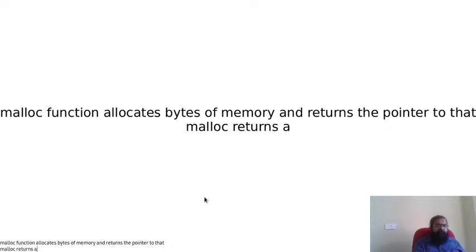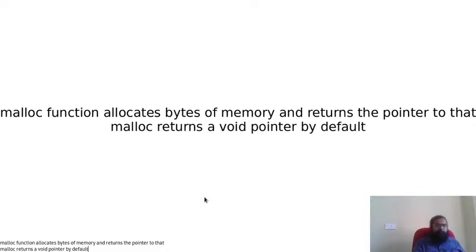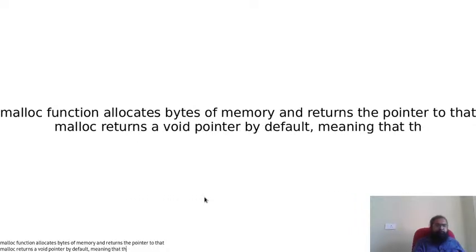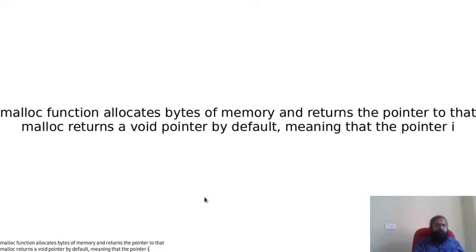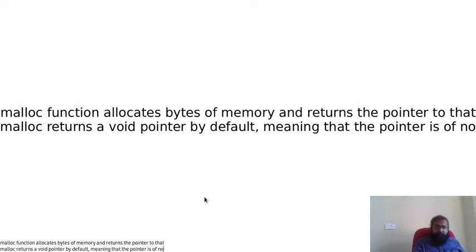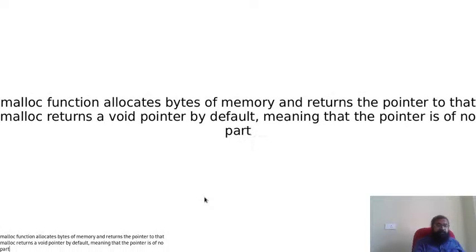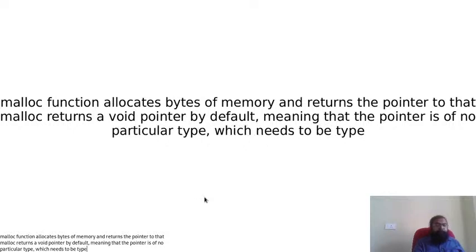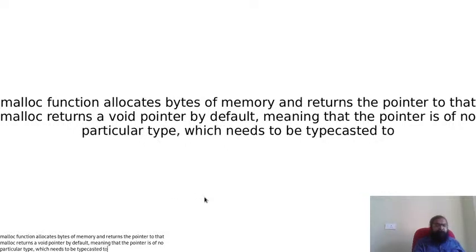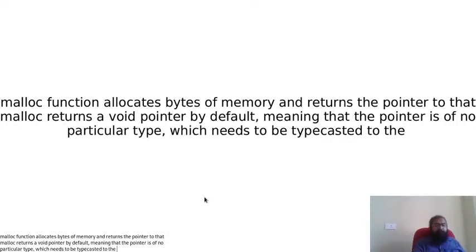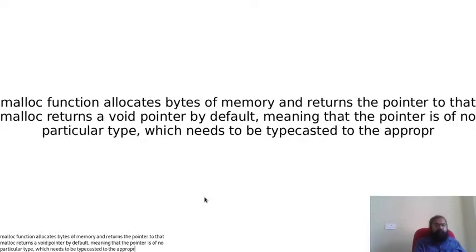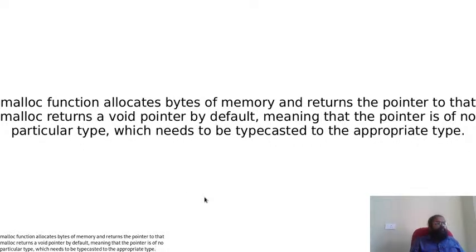malloc returns a void pointer by default, meaning that it is of no particular type, which needs to be typecast to the appropriate type. So this is another place where I think I could be making a mistake. Let us take a look at this.